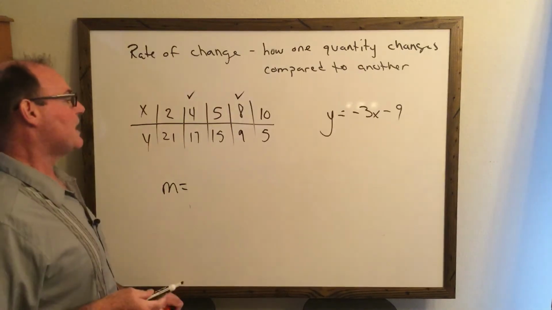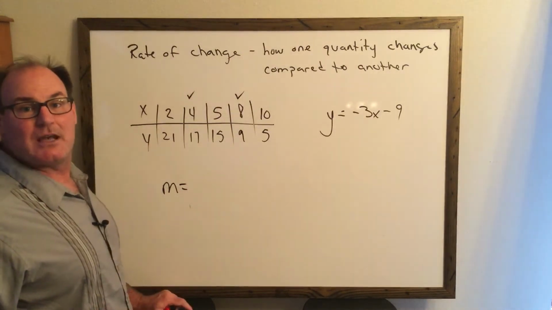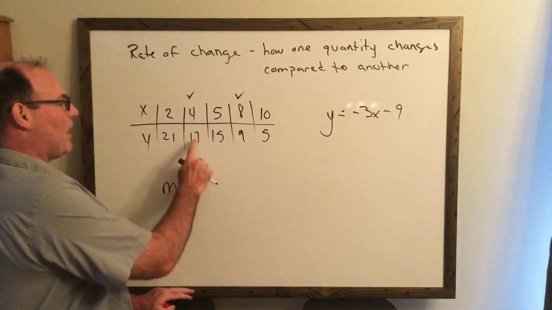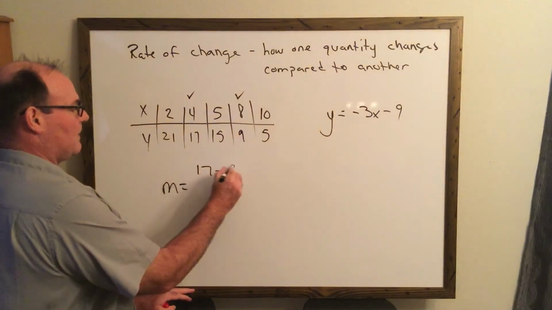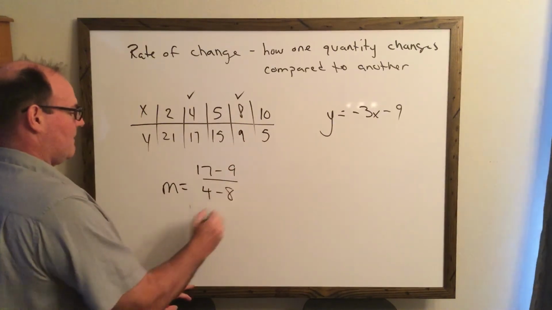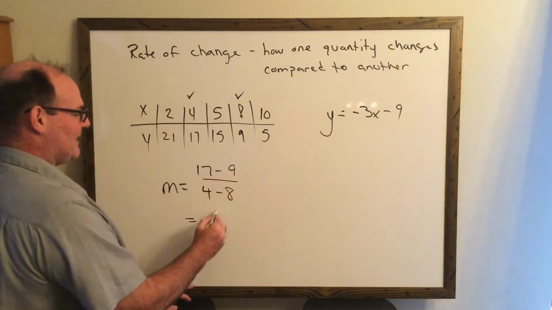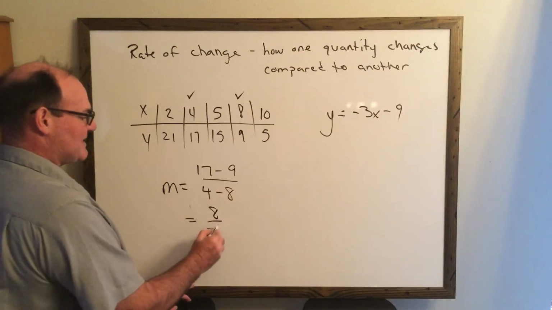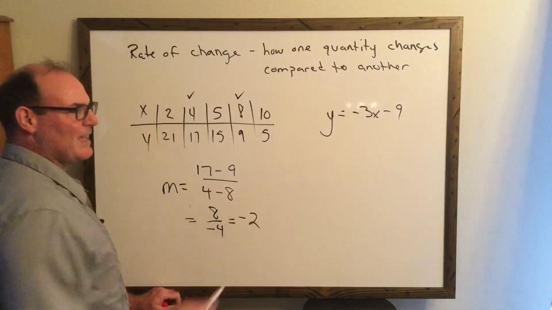I've just picked those. So I'm going to do my change in y's over my change in x's. My change in y is 17 minus 9, and my change in x is 4 minus 8. So 17 minus 9 is 8. 4 minus 8 is negative 4. The slope is negative 2.